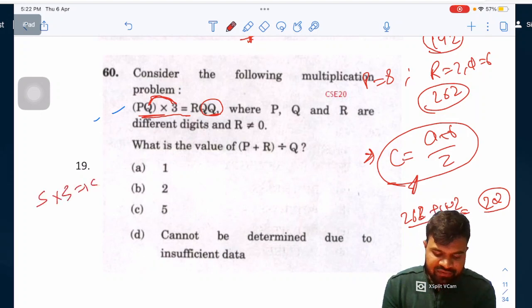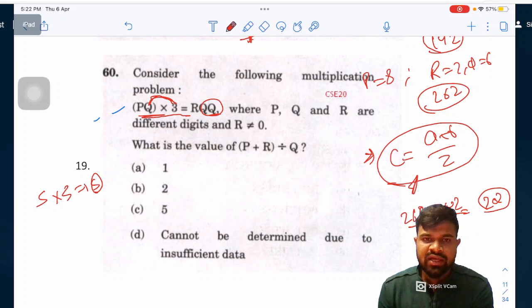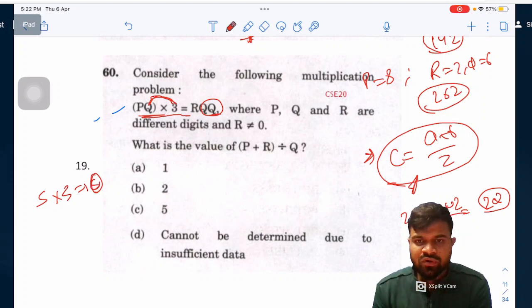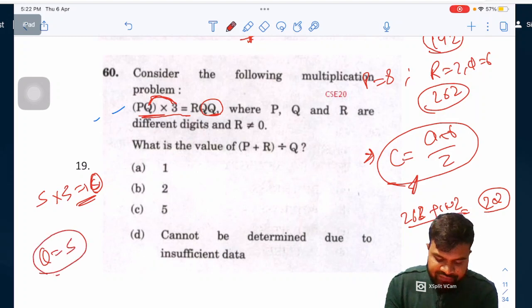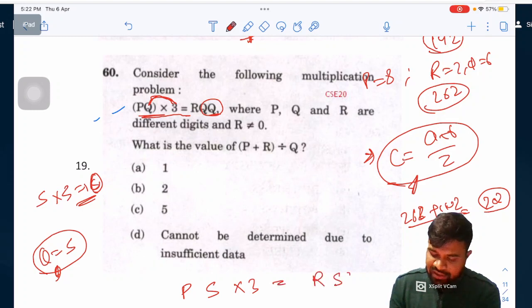5 3s are 15. The last digit is Q in case of 5. For 4, it is not possible. For 6, it is not possible. For any other number, it is not possible. This is possible only for 5. We'll assume that Q is equal to 5. Now, after knowing that, P into 5 into 3 is equal to R 5 5.